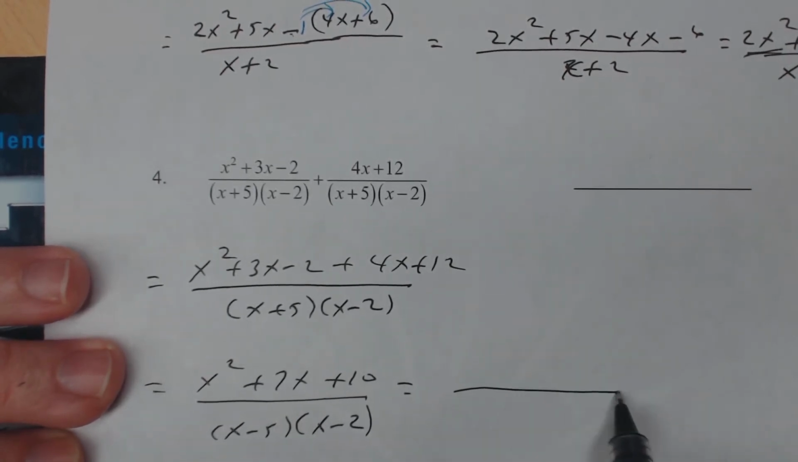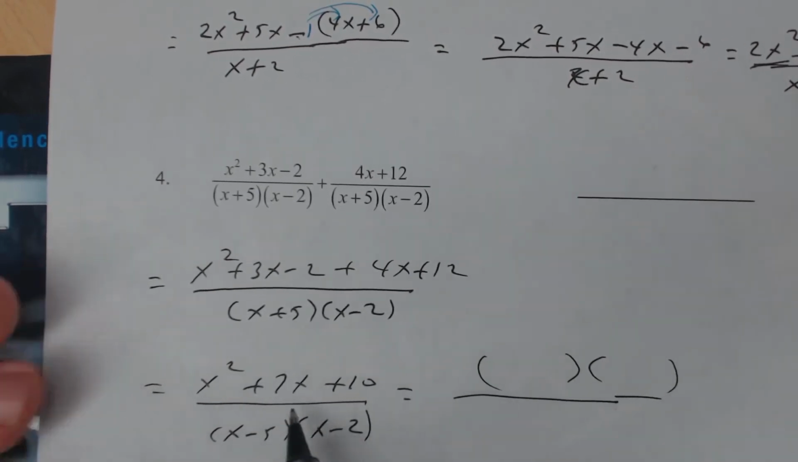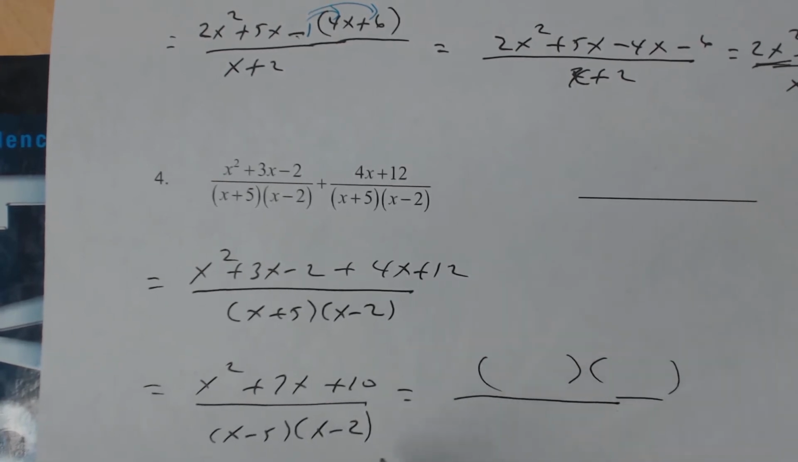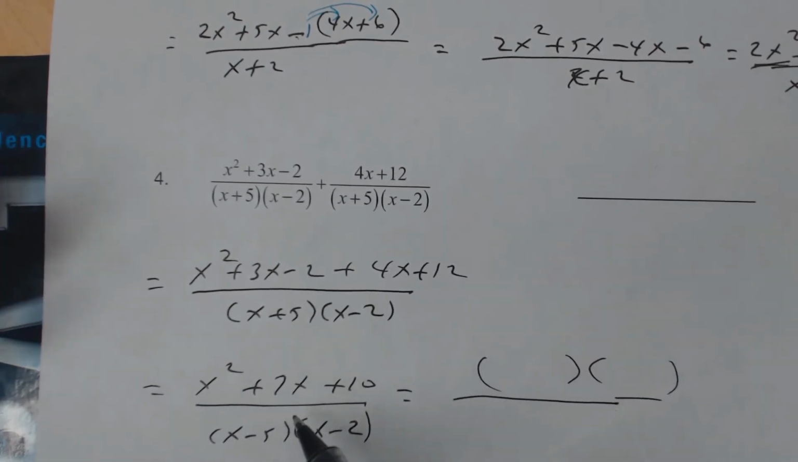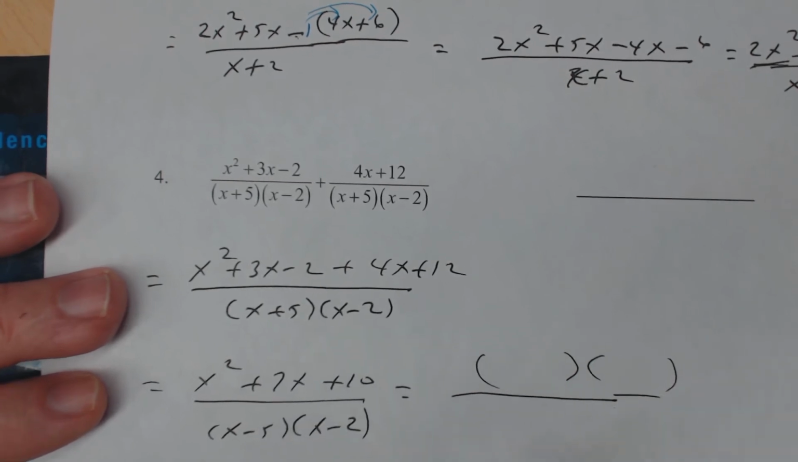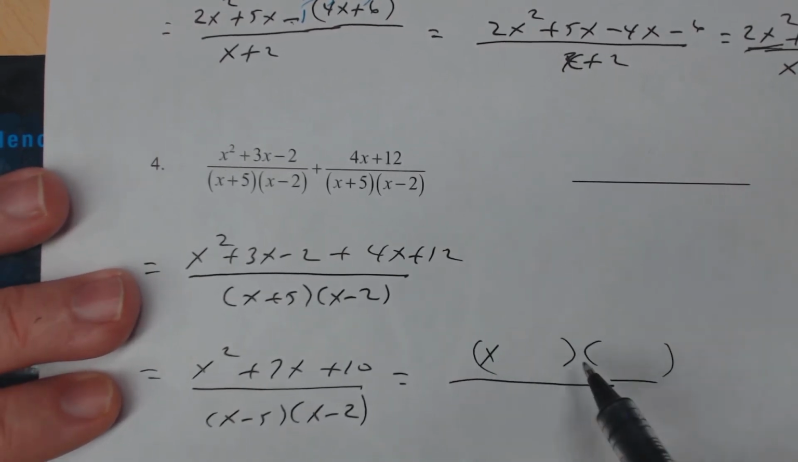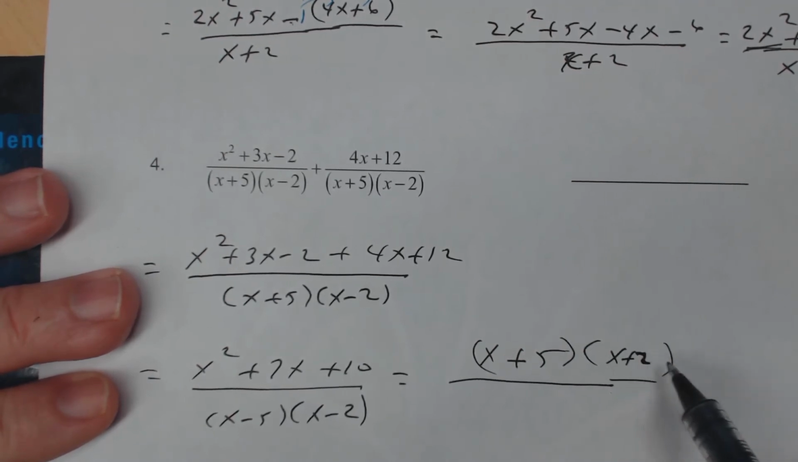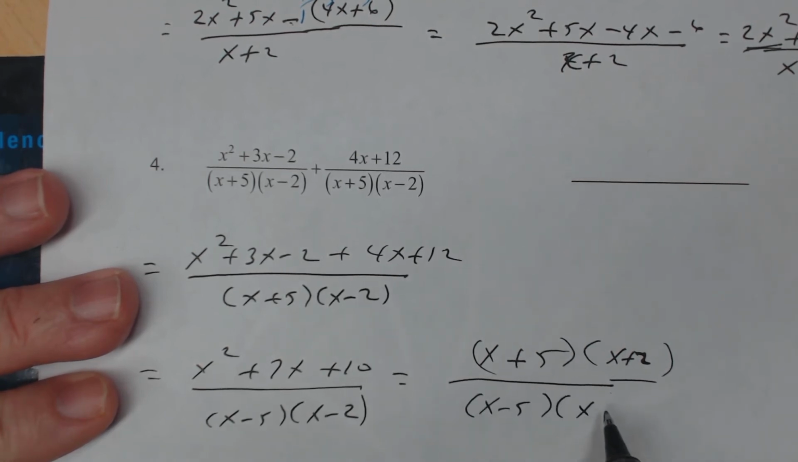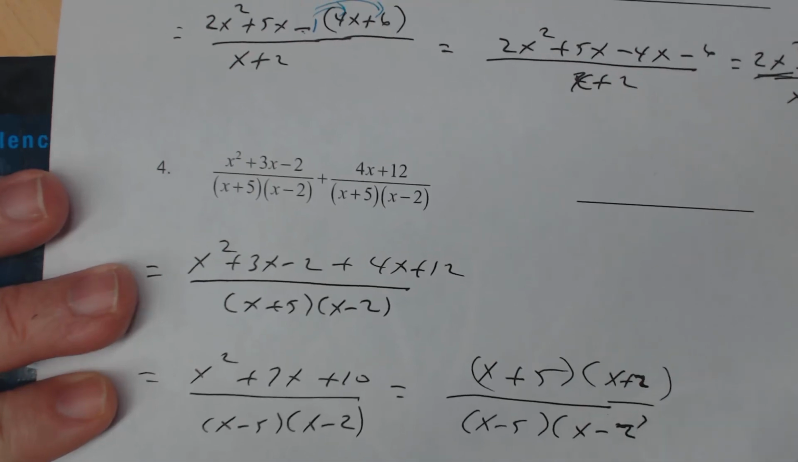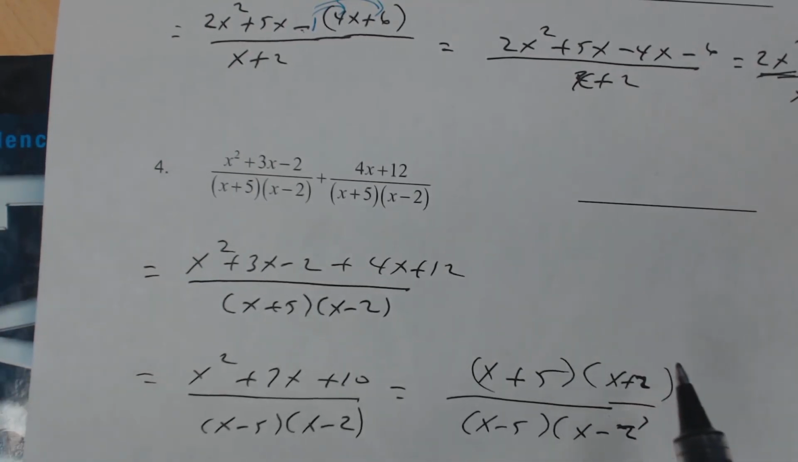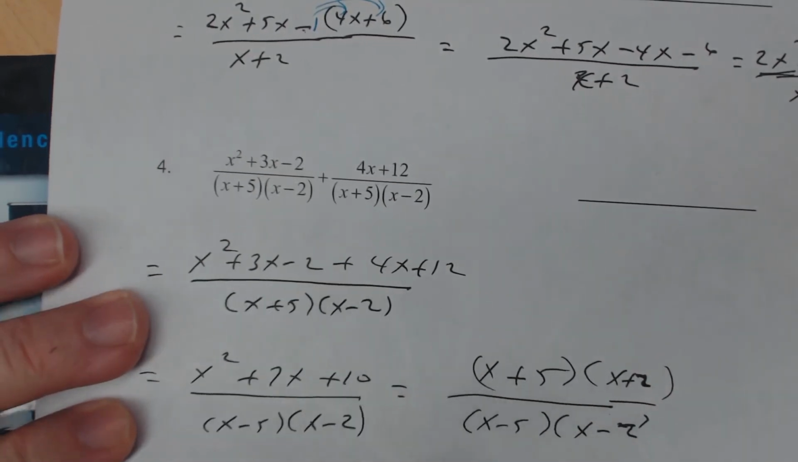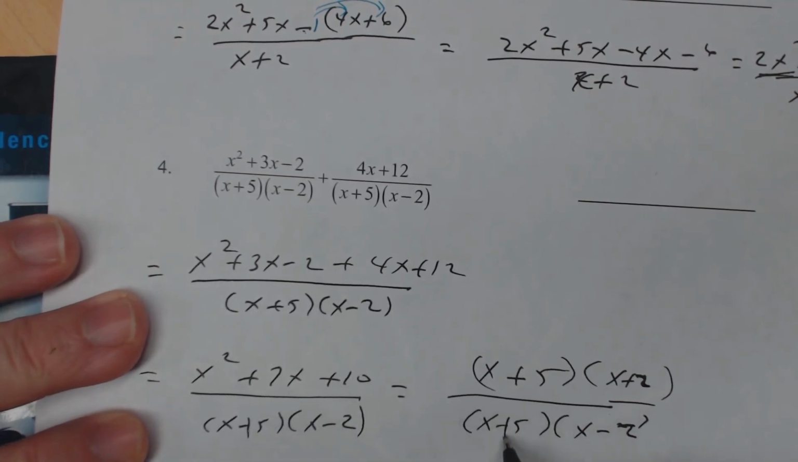Factoring the numerator. Remember that you always want to factor, because if you factor, sometimes you can reduce further. Okay, so it looks like I'm going to need a 5 and a 2. So x plus 5, x plus 2. Again, always check your work, FOIL this out to make sure you get this back, and you will. Divided by the denominator. Let me make sure I didn't mess up anything. Oops, I'm sorry, that's x plus 5, x minus 2.